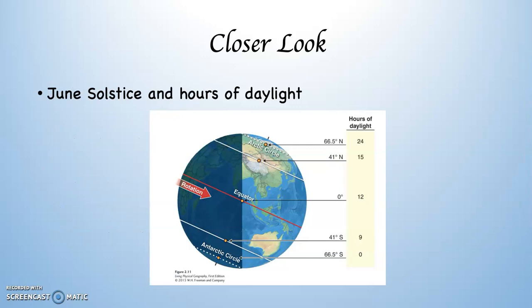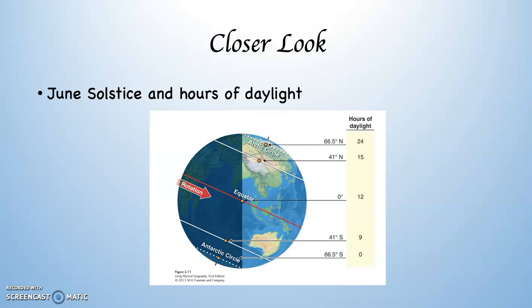Let's take a little bit closer look. This is the June solstice. This is what the Earth would look like. On the right-hand side, you can see hours of daylight. Notice this, that at the equator, there are 12 hours of daylight, which also means there's 12 hours of darkness. If you want everything to be the same every day, the equator is your place. Equator equals 12 hours of daylight, 12 hours of darkness all the time.